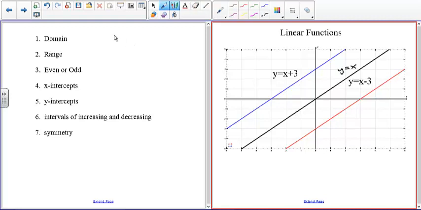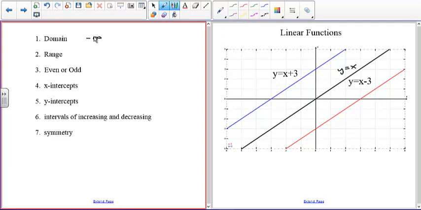So let's think about what's going on here. Domain, those are the possible x values. So that's going to be from negative infinity to positive infinity. Notice I don't put an equal sign here. The range is also from negative infinity to positive infinity. Those are the possible y values. It can't equal infinity.